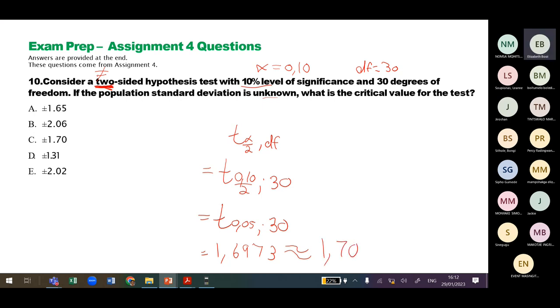I can see here they only have two decimal places, so therefore I can estimate it to 1.70. And because it's two-sided, remember when it is two-sided, we have this area and we have this area. This side is positive and this side is negative. So it will be negative 1.70 and positive 1.70. Hence, it is plus or minus 1.70.